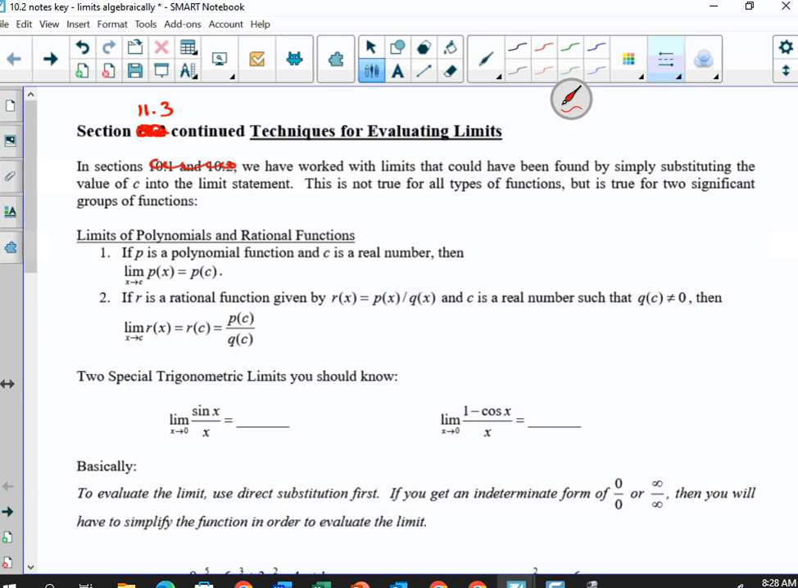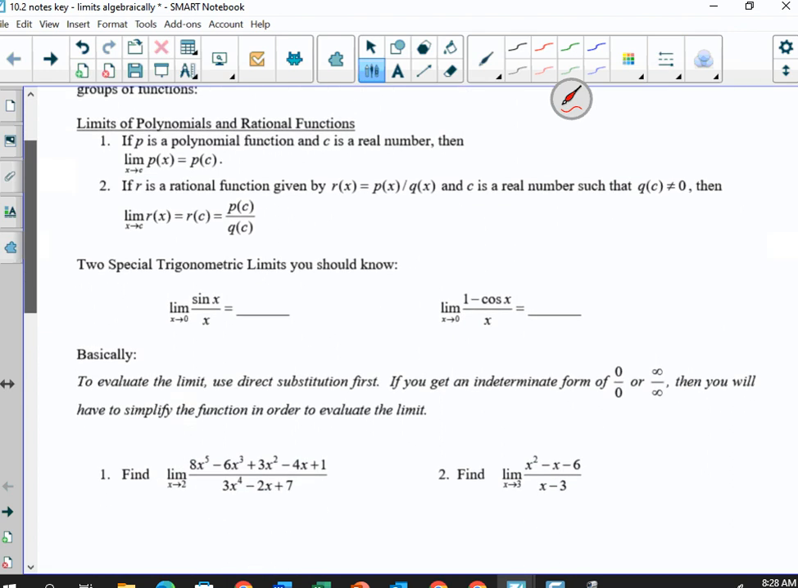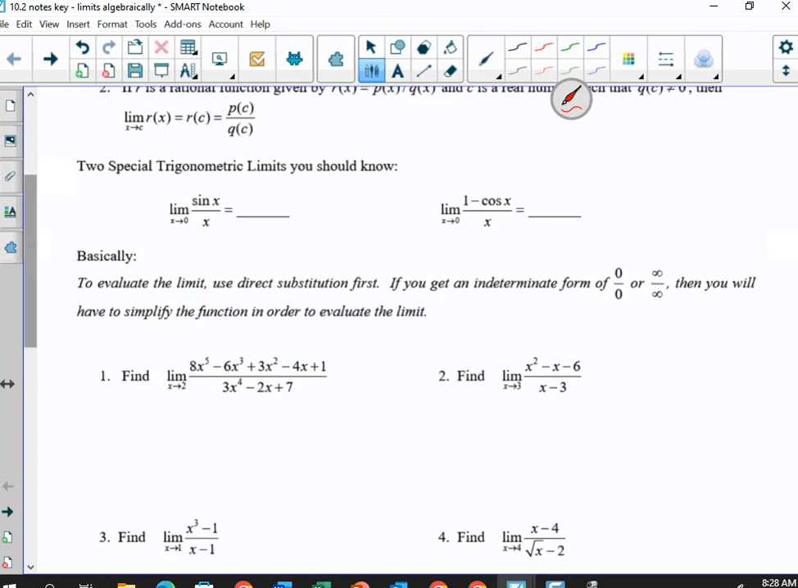First, we have these two weird limits in the middle here. The limit of sine of x over x as x approaches 0 is equal to 1. That is something you need to just know.